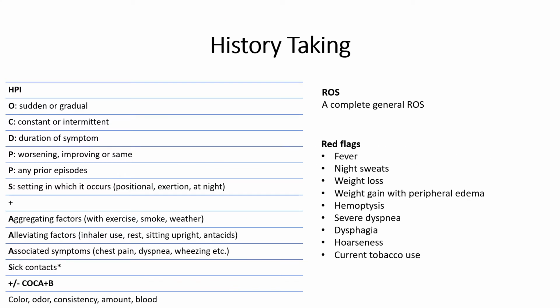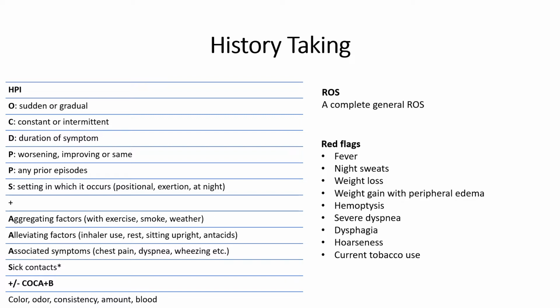Then take your history. Use whichever mnemonic that you feel most comfortable with, but ensure to ask the onset, was it sudden or gradual? The course, has it been constant or intermittent? The duration of symptoms, is the cough getting worse, improving, or remaining the same? Are there any prior episodes similar to this cough? The setting in which it occurs. Does it occur when they're laying down flat, or with exertion, or particularly at night?